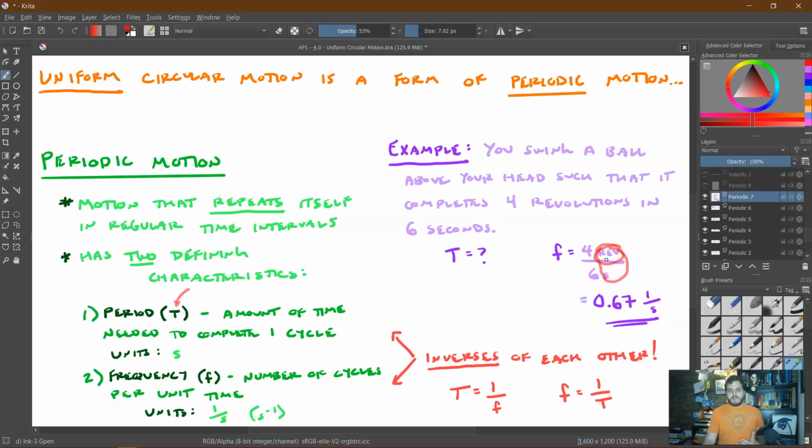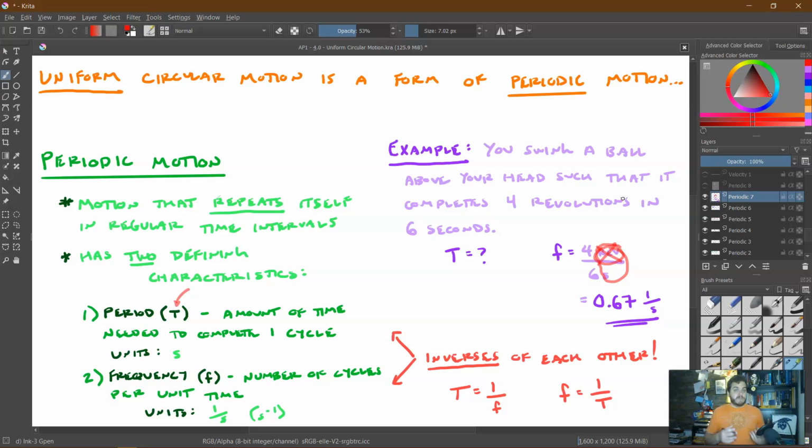Now, you might be wondering why this revolution went. The revolution is just a count. It's just like 1, 2, 3, 4. So we don't need to worry about that. So it's going to be 1 over seconds. But we know this must be the frequency, because this is telling me that ultimately what's happening is that 0.67 circles, so 2/3 of a circle, happen every second.